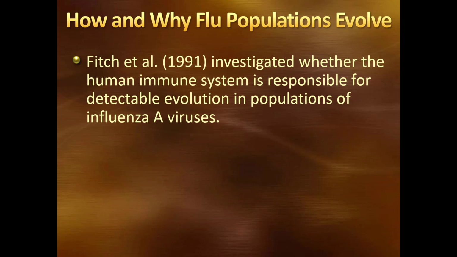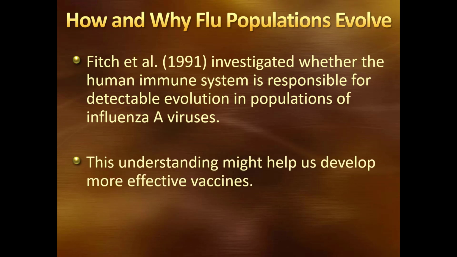Fitch's study investigated whether the human immune system is actually responsible for the change that we see in the influenza A virus. So we see the virus changing. Is that the result of dealing with our immune system, or is it evolving for other reasons? If we know that it's evolving because of our immune system, this might help us develop better and more effective vaccines, because we can understand what those selective pressures are and use countermeasures. If they aren't evolving in response to our immune system, and it's some other factor, then we need to take that into account too.